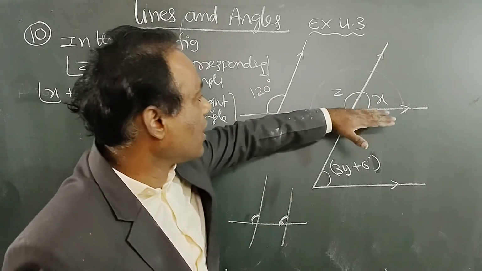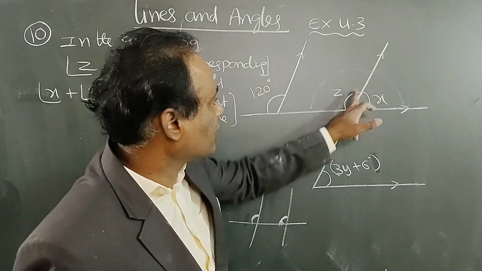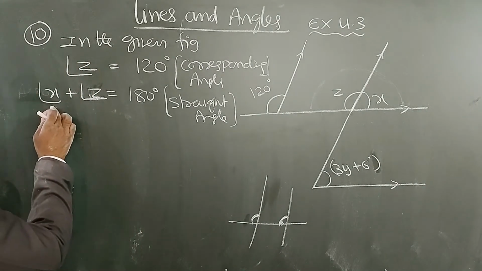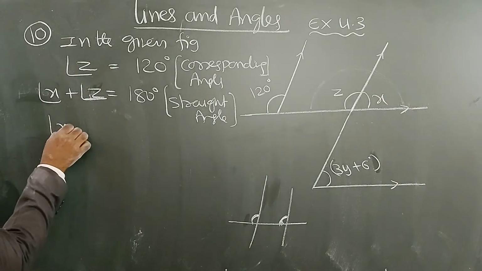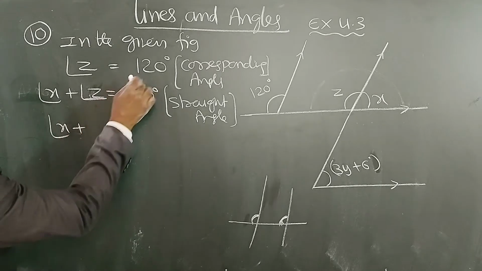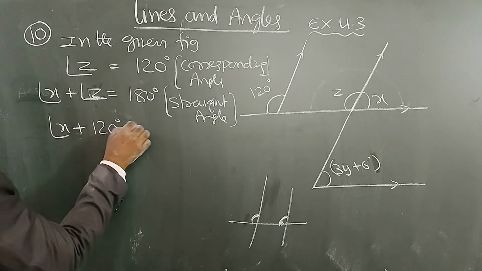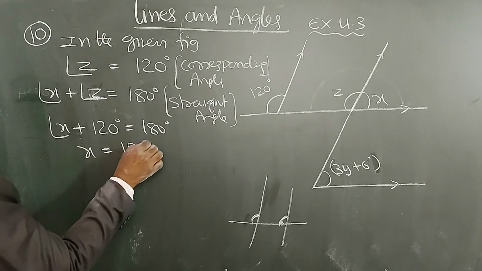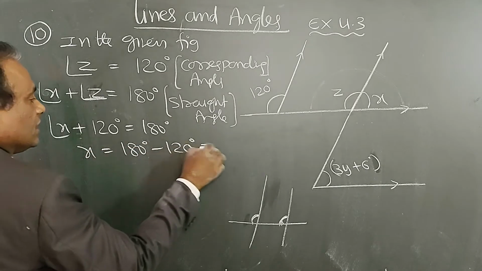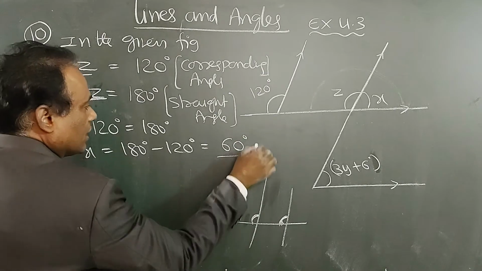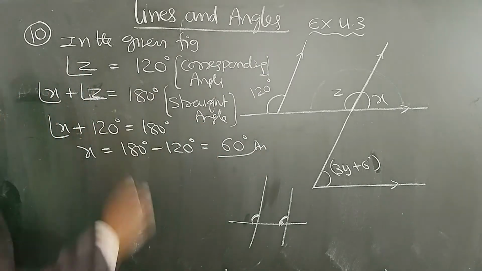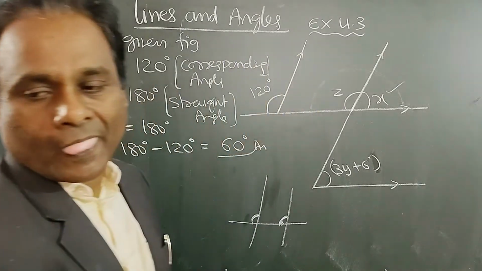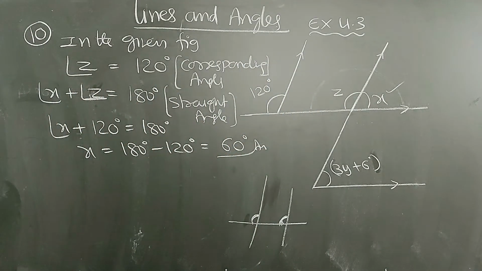x plus z are the total angle on one side of the straight line. So the sum is 180. We don't know x, z is 120. Therefore x is equal to 180 minus 120, which is 60 degrees. Angle x is 60 degrees. We got angle x.